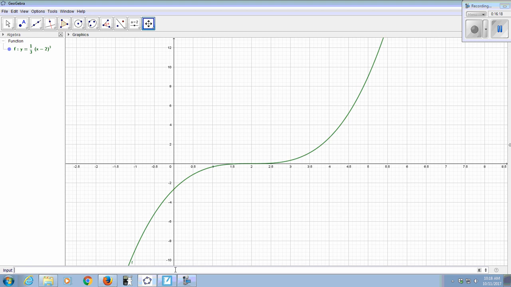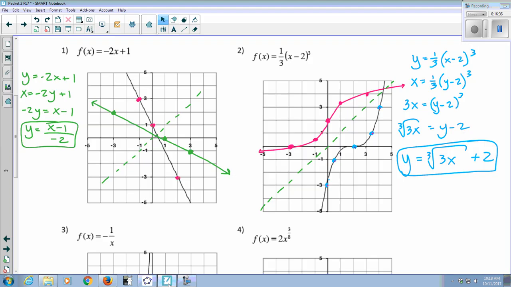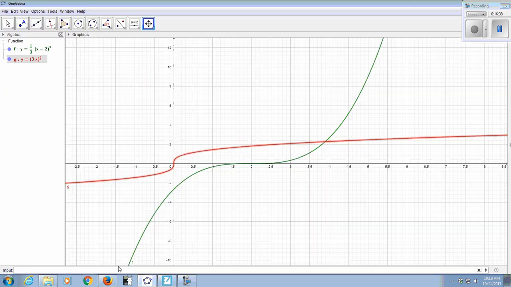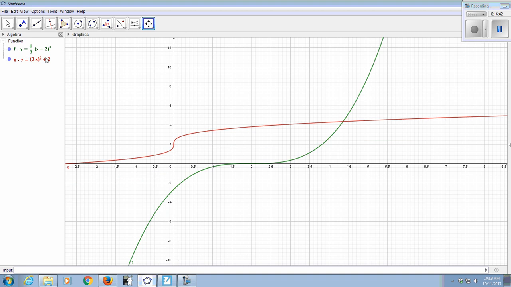All right, I don't know the command for cube root, so I'm just going to use the 1/3 power since they mean the same thing. Raised to the 1/3. So instead of taking the cube root of 3x, I'm raising 3x to the 1/3, and then I still have to add 2. Oops, 3x to the 1/3 plus 2. And that is what I graphed.